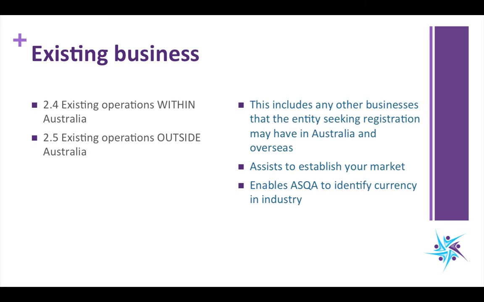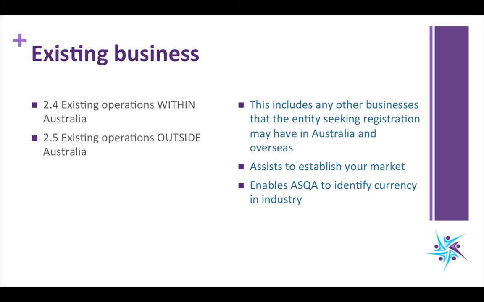It assists to establish your market, so you already have access to the market through your existing businesses. This should also be included on your business plan. So you should include all your existing business within your business plan and how you can access your target market for your training from your current organisation. It also enables ASQA to identify your currency in the industry. So if you've currently got business operations in this industry, we can use that as evidence to support your application to become an RTO.